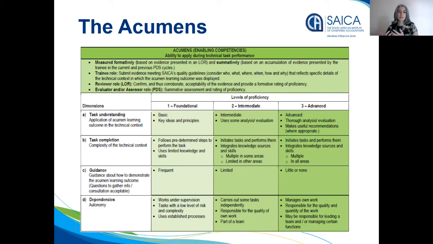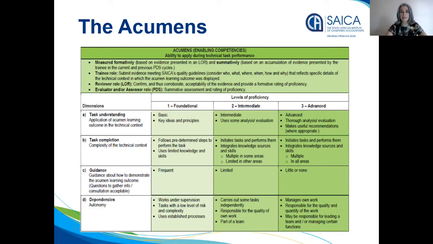As we start moving into an advanced level of proficiency within that dimension, the trainee is really managing their own work. They're responsible for both the quality and the quantity of the work that is produced, and they may be responsible for somebody else's work or for managing a team or certain functions. So you can see the play between the intermediate and the advanced when it comes to the dependencies, the independence of the trainee, and the responsibility and autonomy that is required.